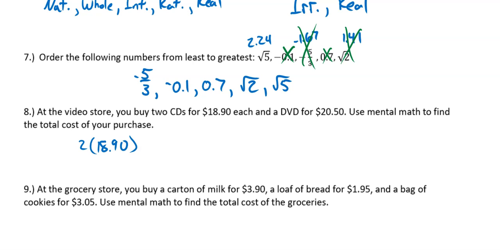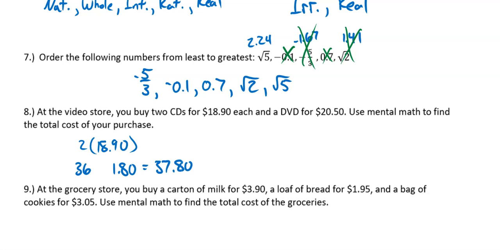Well, break it into pieces. Do the dollars and the cents separately. If I had $18 twice, that would be $36. If I had 90 cents twice, that would be $1.80. And so together, we can see that this is $37.80.